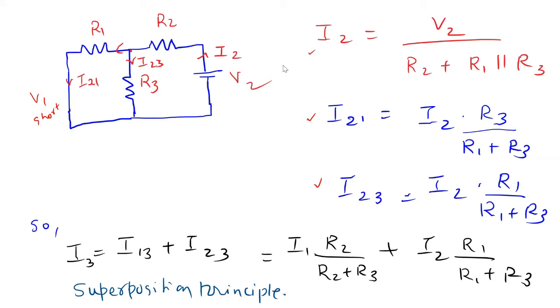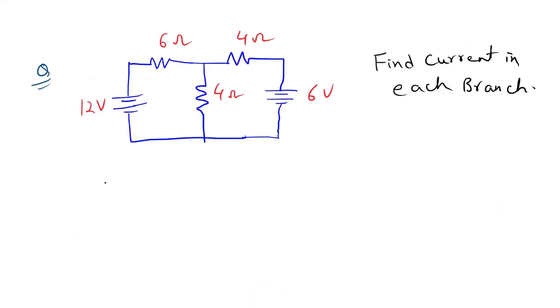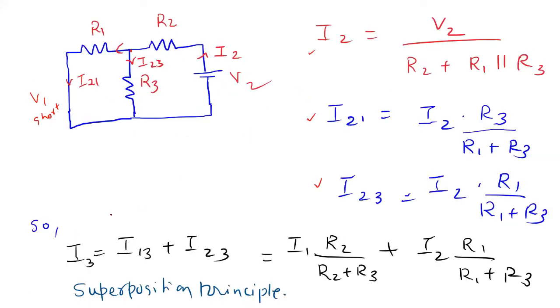Okay, so is this part clear, how we are calculating I1 and I2 and the currents in the respective branches due to I1 and I2, or V1 or V2? So now if we consider the total current in I3, what will it be? I13 plus I23. This is the current due to voltage source V1, and this is the current due to voltage source V2. So the total current will be I13 plus I23.